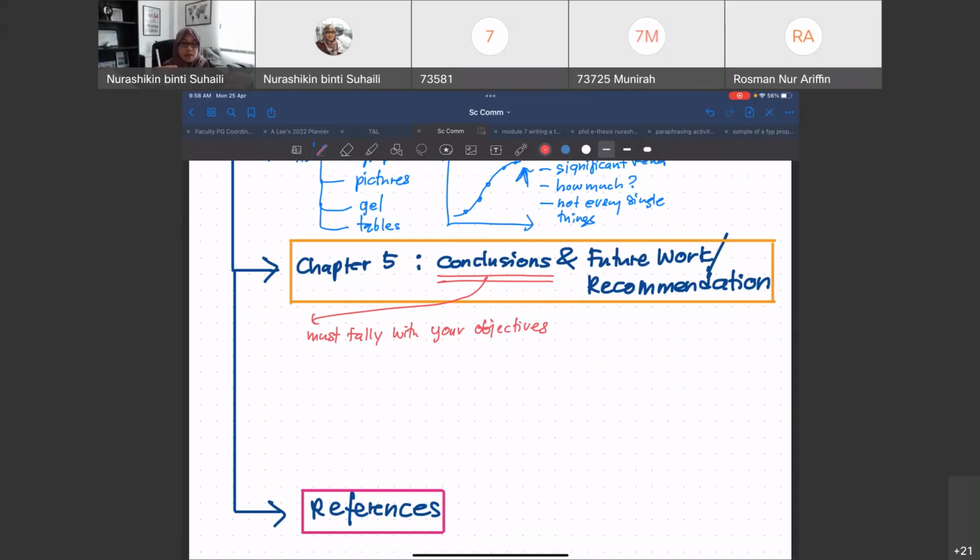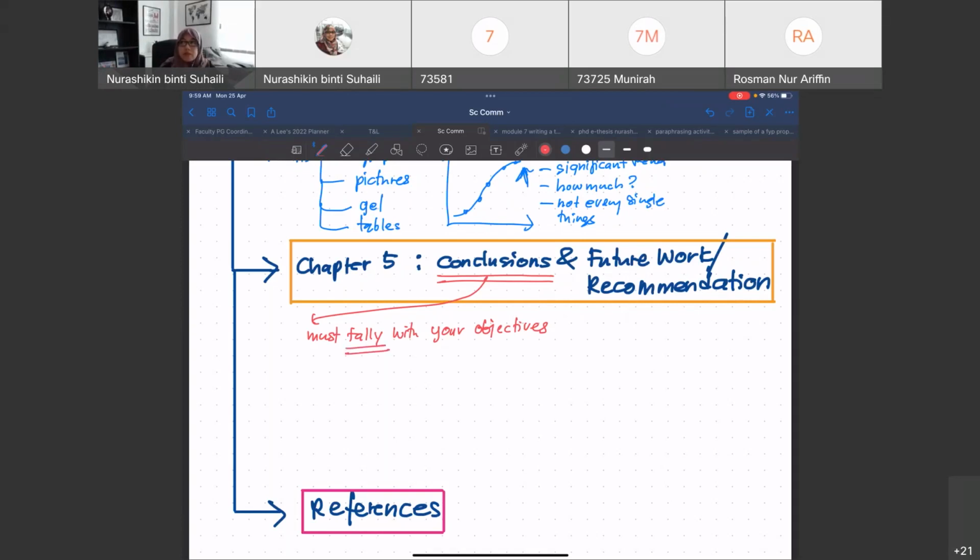Sometimes the students forget what they have written in the introduction chapter where they state the objectives. They say that they have two objectives, for example. But sometimes they just describe the conclusion for one objective. They forget about the second objective. So whenever you write this chapter, you have to revise your objectives. Have you achieved the objectives or not? So this is what I mean by must tally.